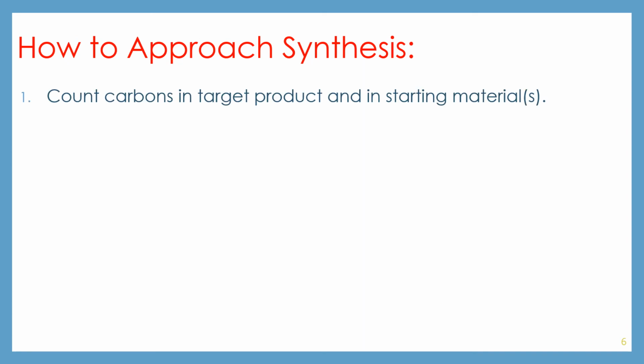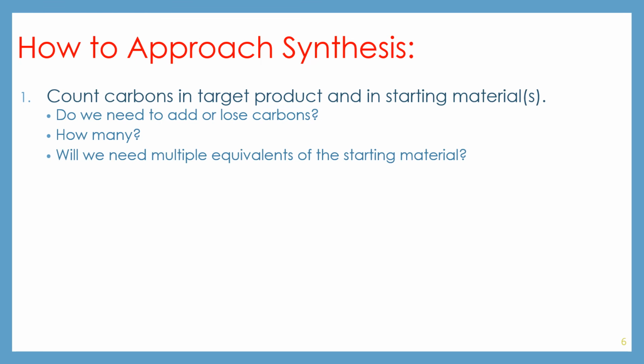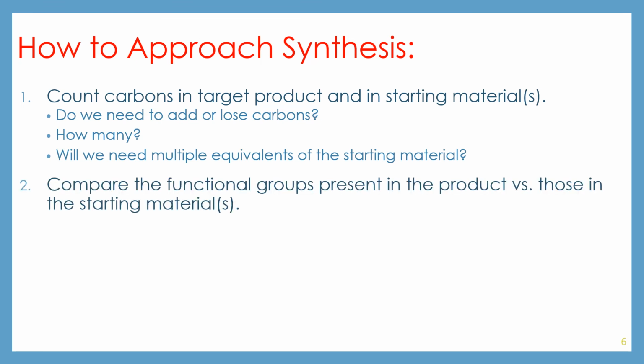So when you're working through a synthesis problem, your first step should be to count the carbons in your target product and also in your starting material or starting materials. Do we need to add carbons? Do we need to lose carbons? How many? Will we need multiple equivalents of the starting material? Then compare the functional groups present in the product versus those in the starting materials.